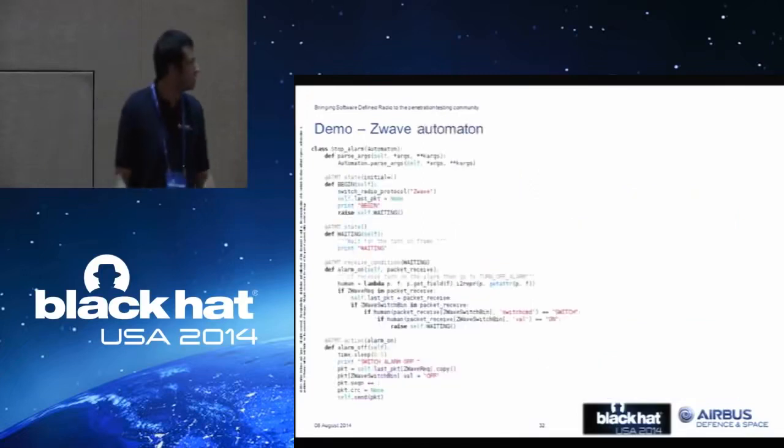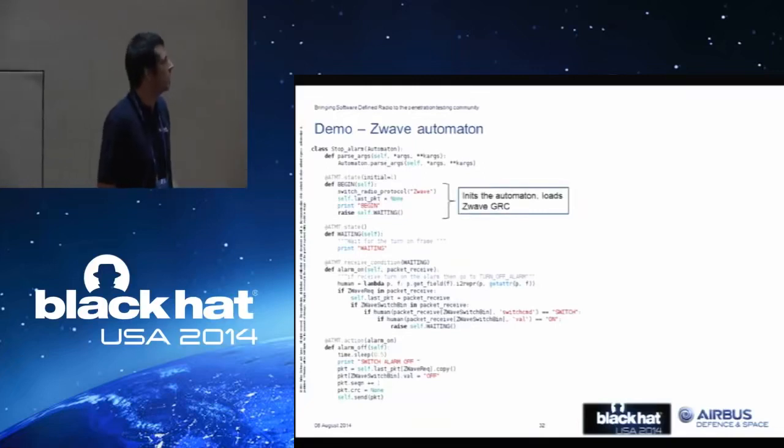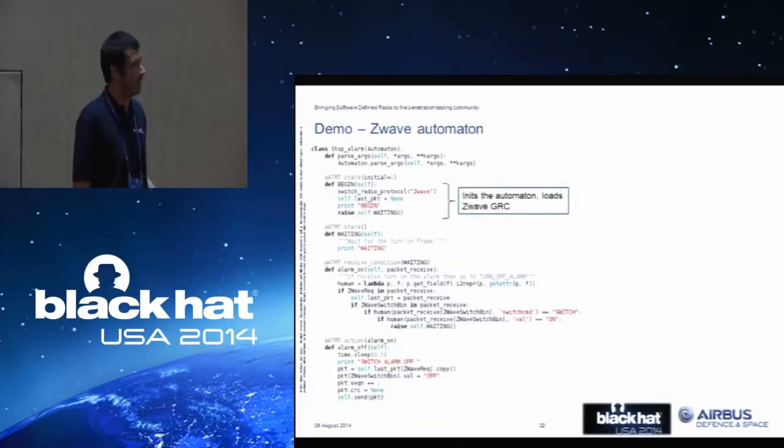The automaton is like a state machine. The first stage is the initial state. We just launch the SDR on the wave, like you can see with the switch radio protocol command. It's the command we added to scapy. You just have to change the parameter to ZigBee if you want ZigBee. After that, we jump to the waiting state.